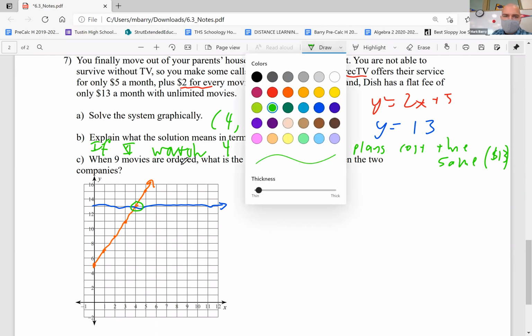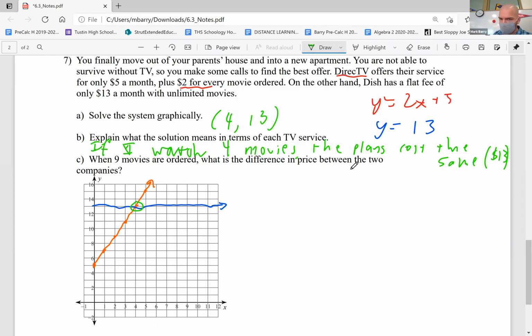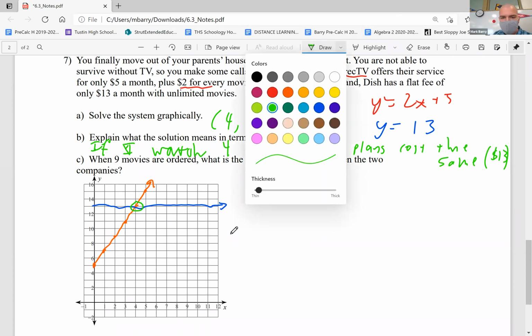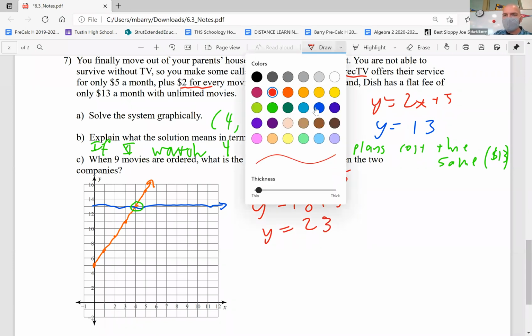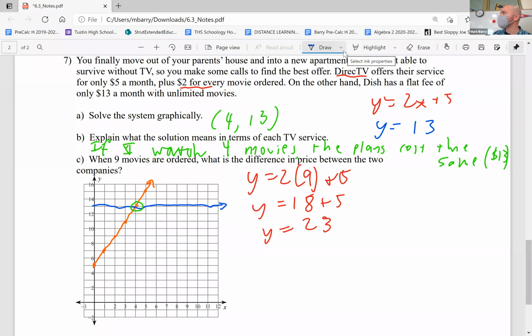All right. So then last question here, when 9 movies are ordered, what is the difference in price between the two companies? So I can't really see where 9 movies is on my red line. So I'm actually just going to plug it into my equation here. Since we know x now represents the number of movies, we know then that the red line, the DirecTV, would cost $23.